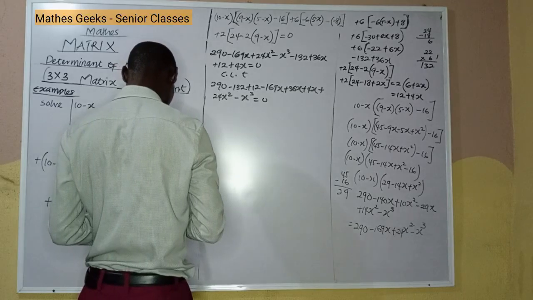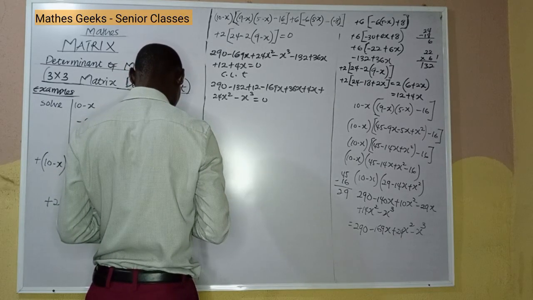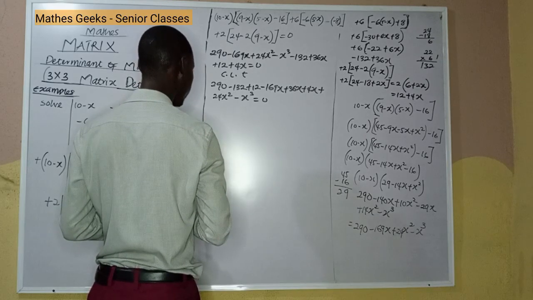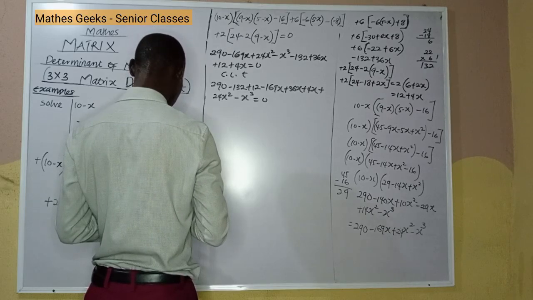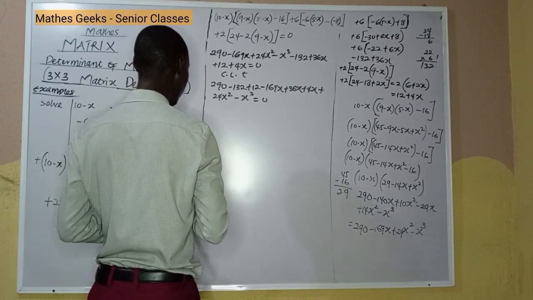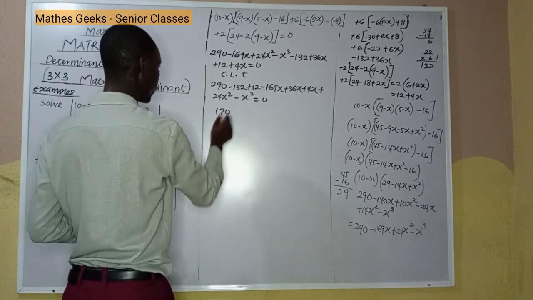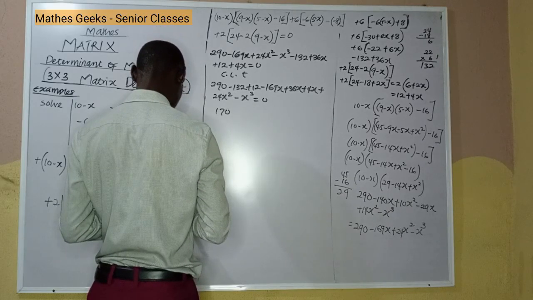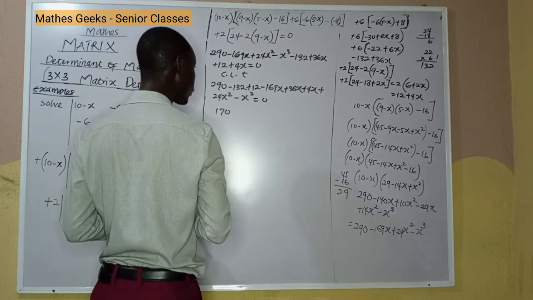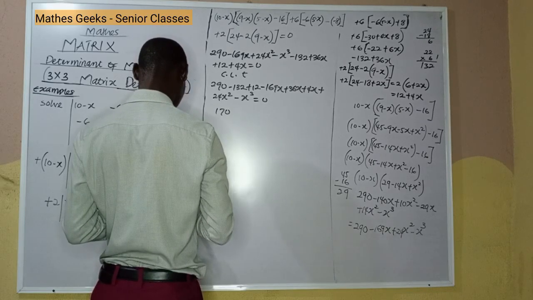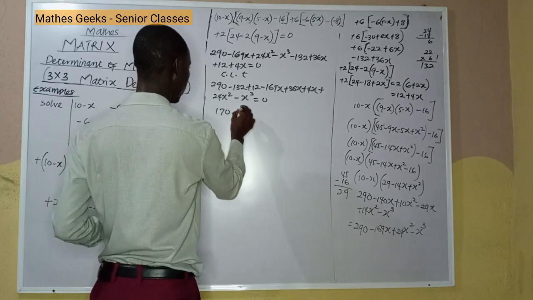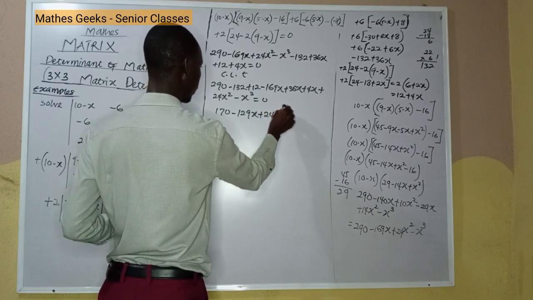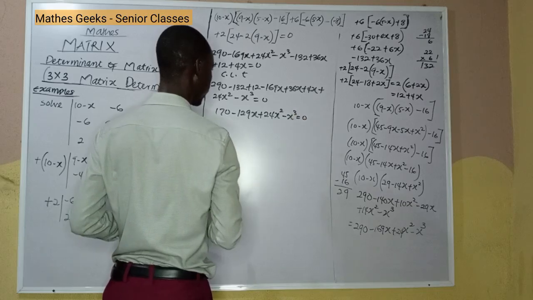Let's see. 170 minus 129x plus 24x squared minus x cubed equals to 0.